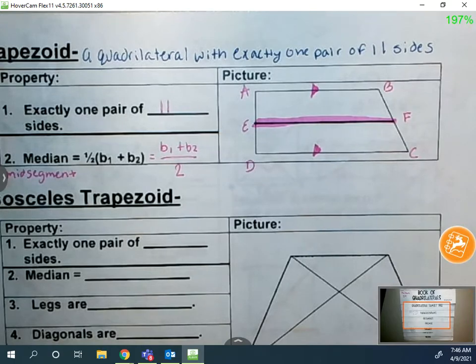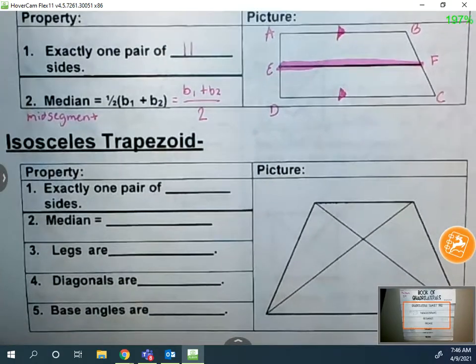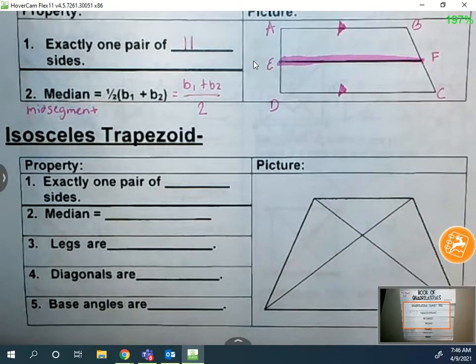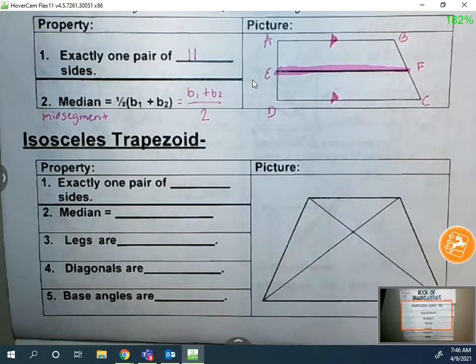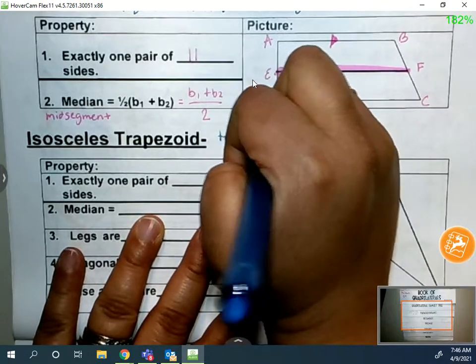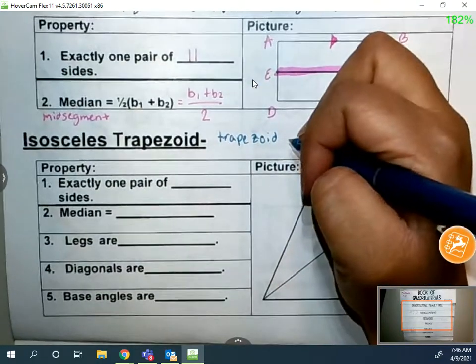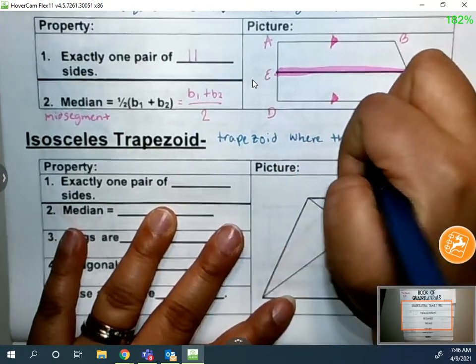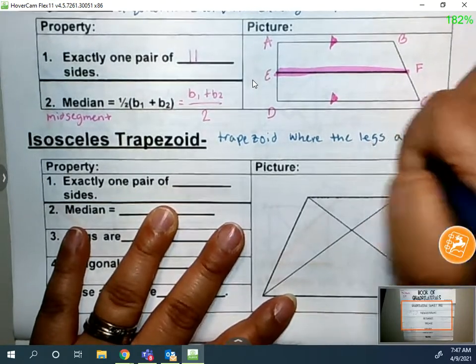Okay, then let's move on to an isosceles trapezoid. What do you think an isosceles trapezoid is? Think of the word isosceles. It's like the isosceles triangle. What is special about an isosceles triangle? There are two congruent sides. So an isosceles trapezoid is a trapezoid where the legs are congruent.